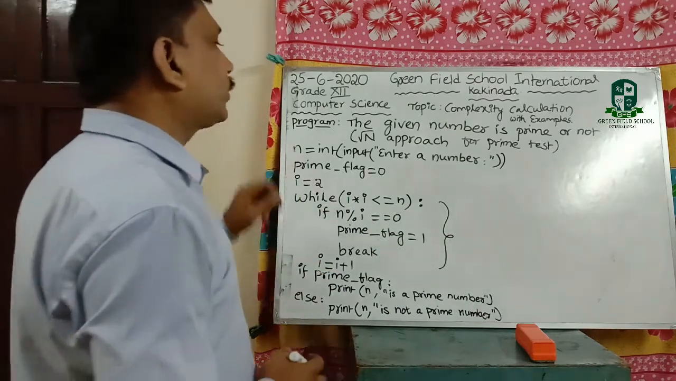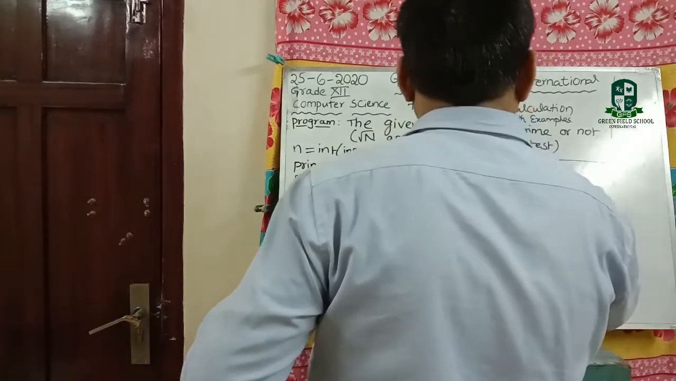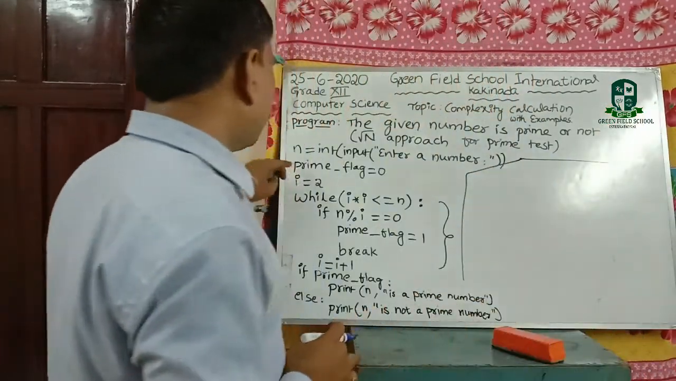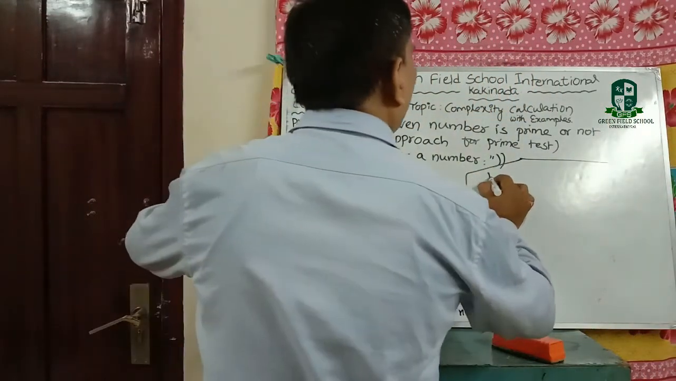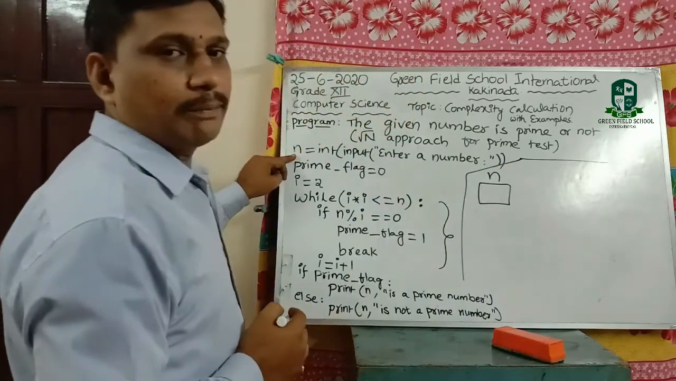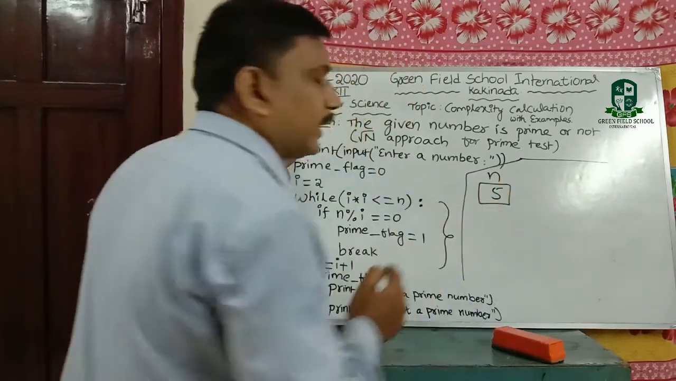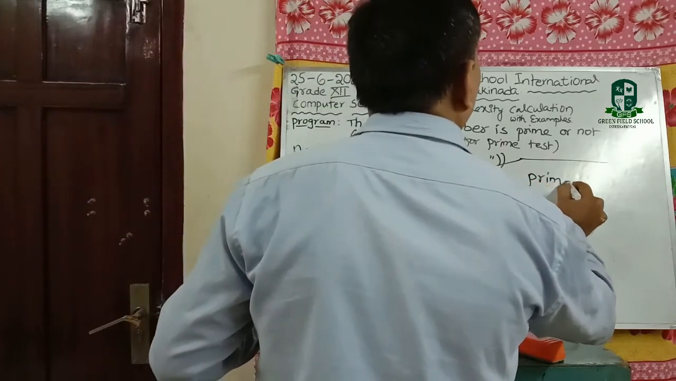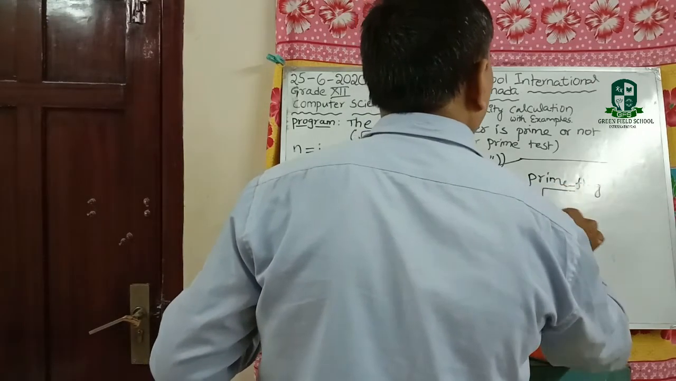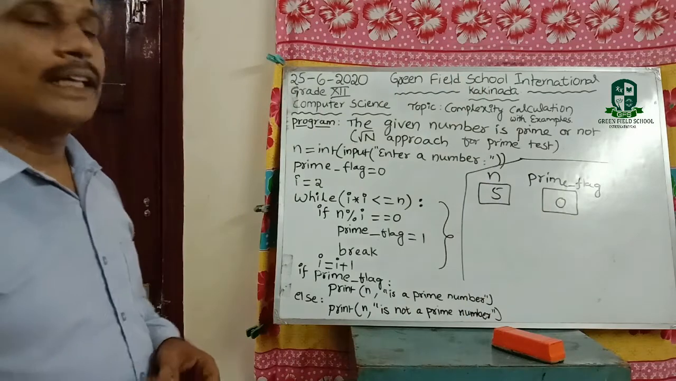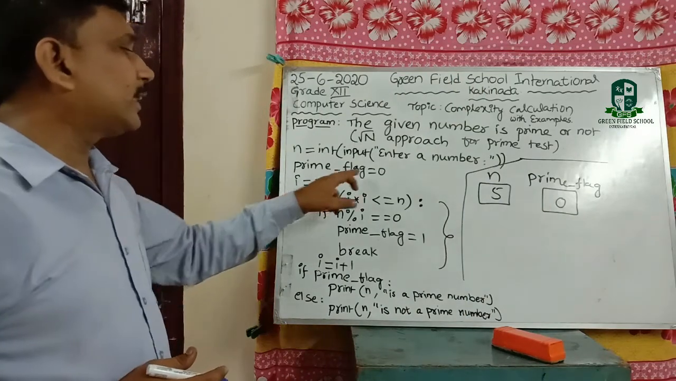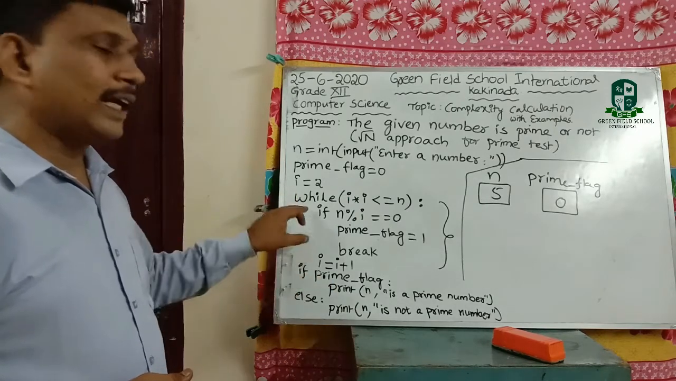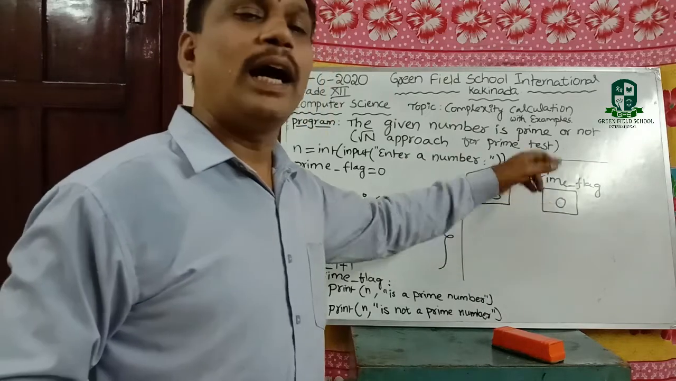See here, first you take one number from the keyboard. Here n, for example, the user enters the number 5. Then you set a prime flag. The prime flag is initially set to 0, which means you are initially considering it as a prime number. Then execute this logic, and it changes the flag to 0 or 1.